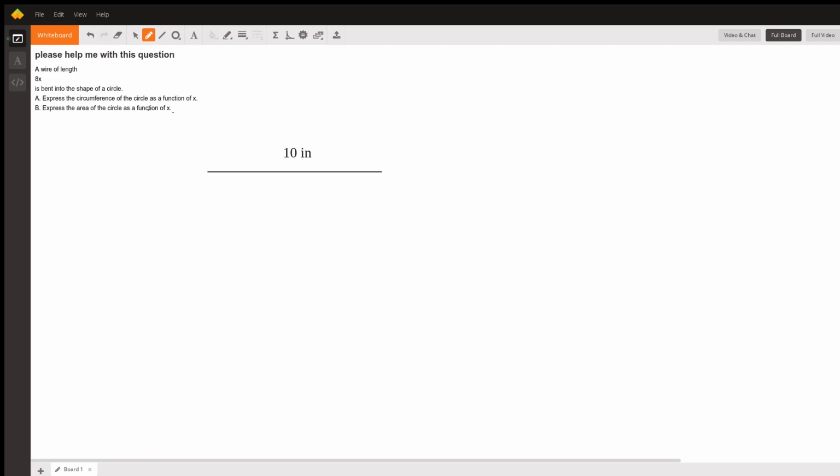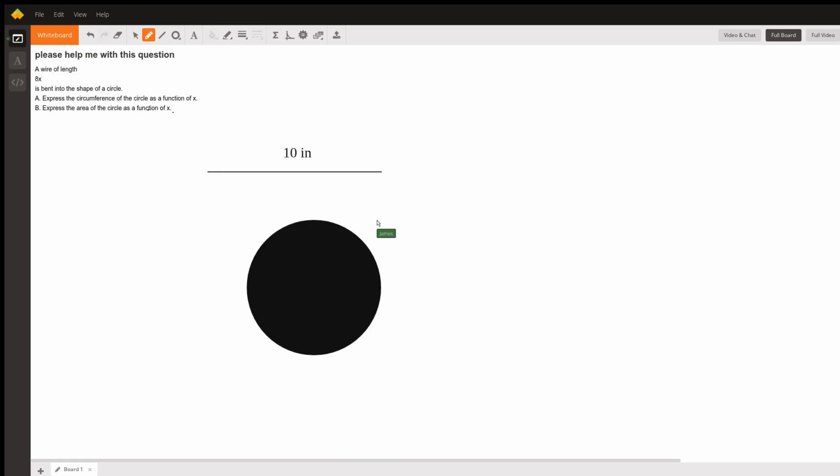Well, how long does it take to walk around it? It takes the same amount that it does to walk the distance of it. The length of the wire gives us the circumference of the circle. So if we were to draw a circle that we bent this 10-inch wire into, it would have a circumference equal to 10. Let's write that in. C equals 10.